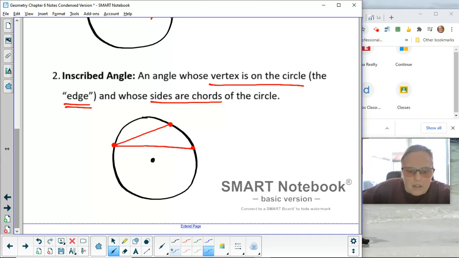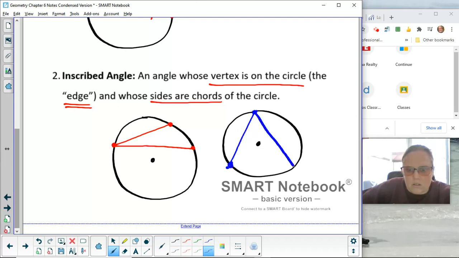Now I'm going to draw another example of an inscribed angle because this one does not surround the center point, but if I positioned it differently, it could. So here is another example of an inscribed angle. So here you can see my angle is positioned where it looks like it's eating the center of the circle. So as long as you have your corner on the edge and then your sides go all the way to another point, that's called an inscribed angle.